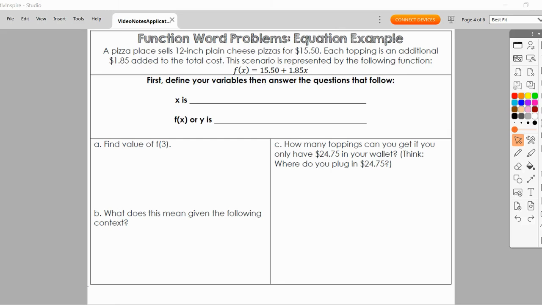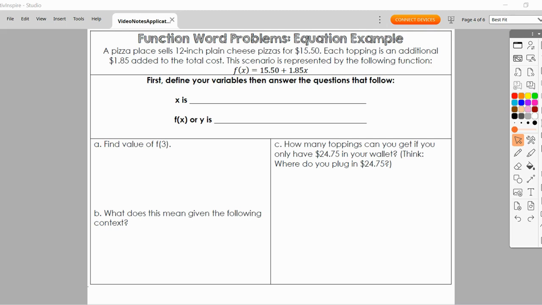We're going to go ahead and continue our function word problem notes with an equation example. A pizza place sells 12-inch plain cheese pizzas for $15.50. Each topping is an additional $1.85 added to the total cost. This scenario is represented by the following function, f of x equals 15.50 plus 1.85x.